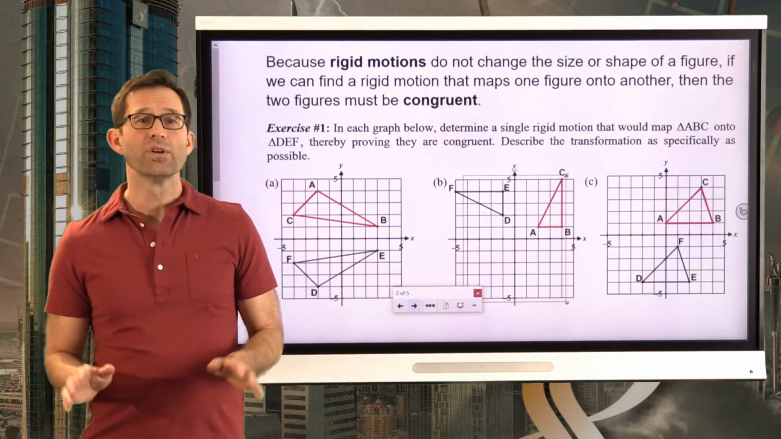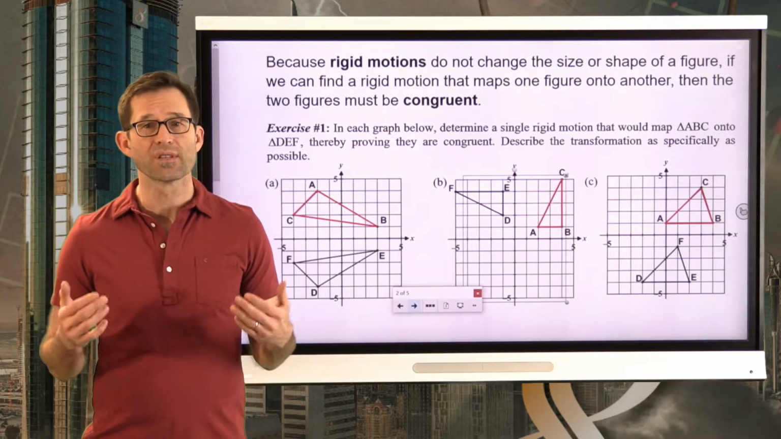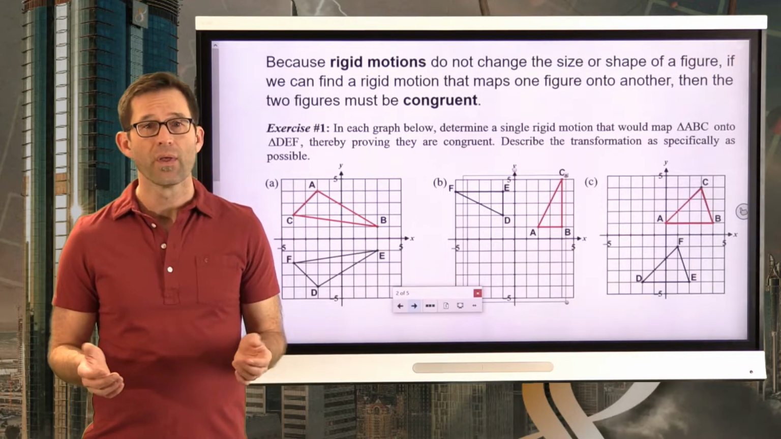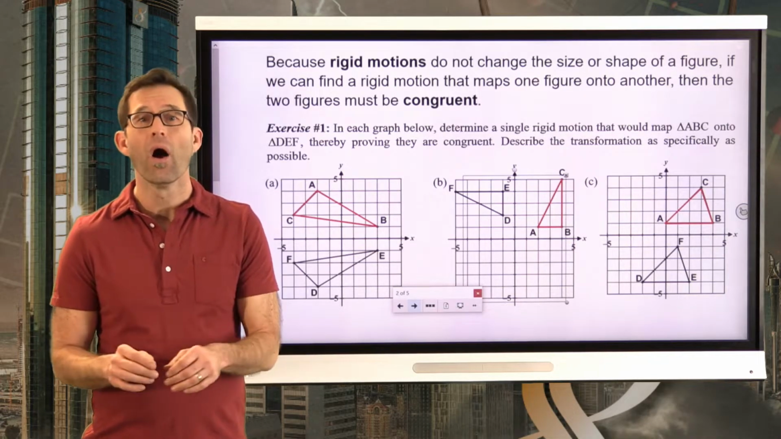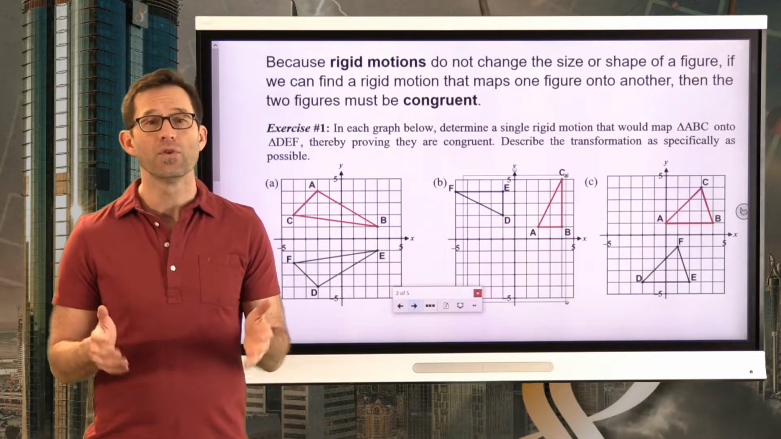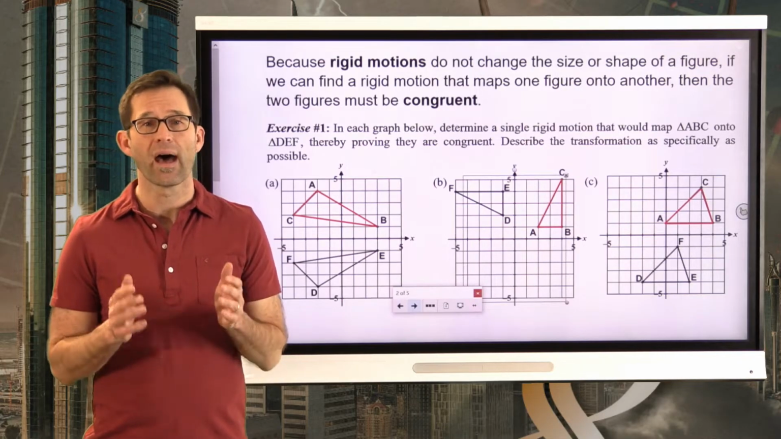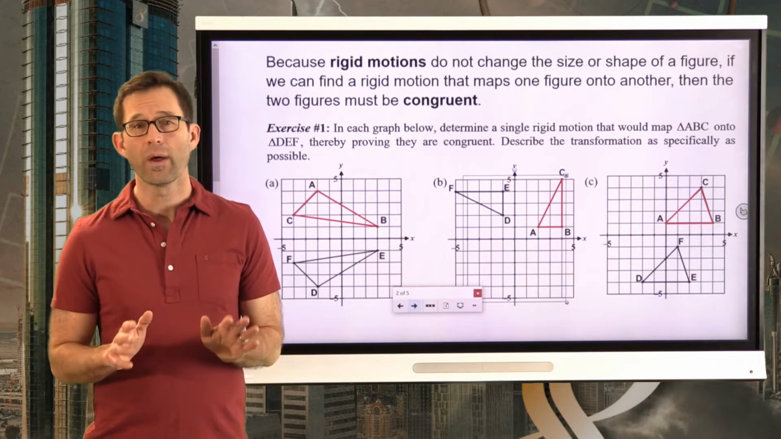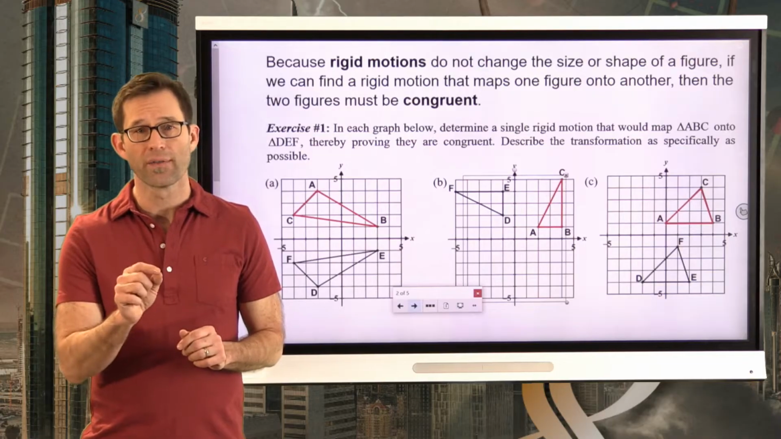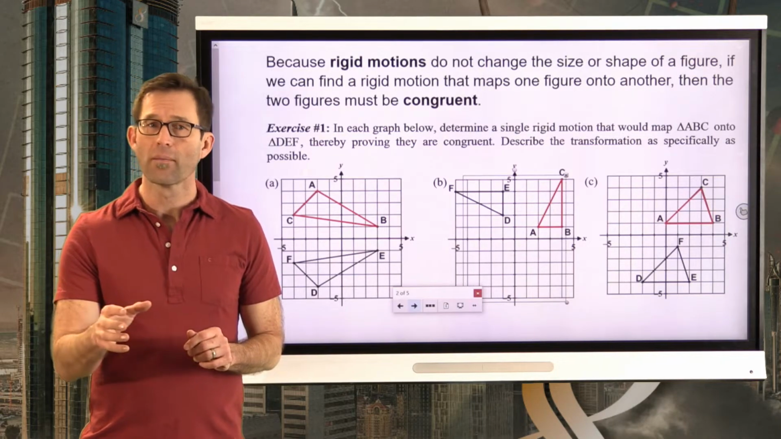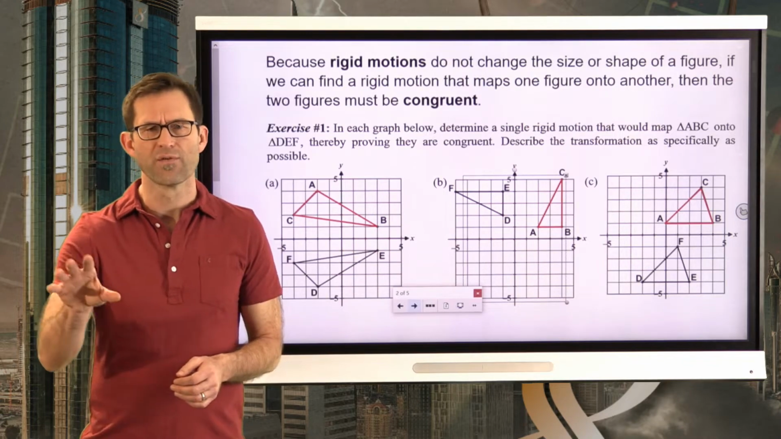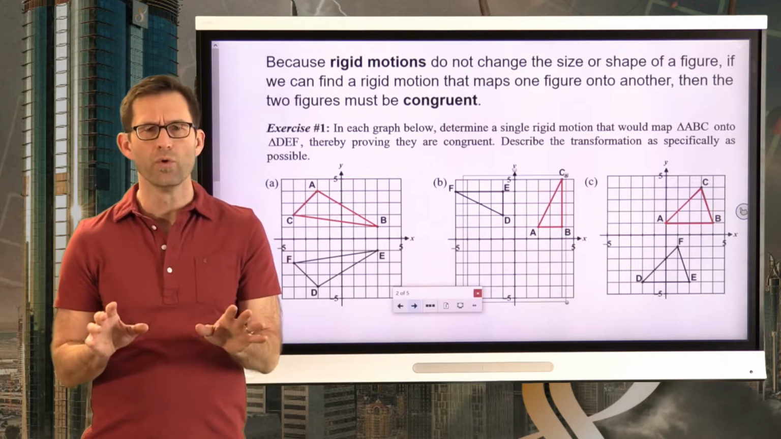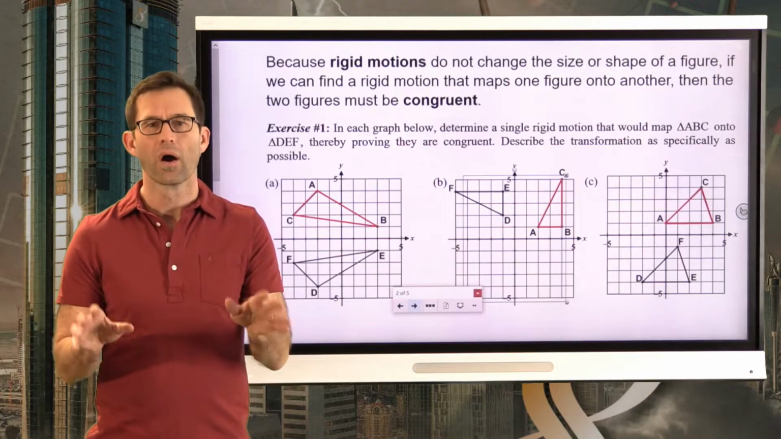Because rigid motions do not change the size or the shape of a figure, if we can find a rigid motion that maps one figure onto another figure, the two figures have to be congruent. They have to be identical. You'll spend quite a bit of time when you take geometry at the high school level talking about this idea and what sequence of rigid motions will map this figure onto this figure in order to prove that the two figures are identical, are congruent.